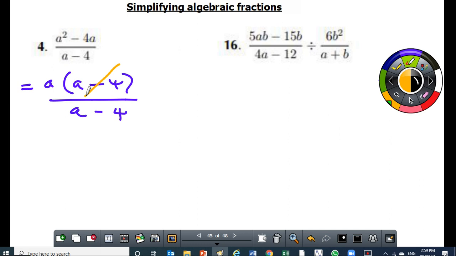Then, since one of the factors of the numerator, a minus 4, is equivalent to the denominator, those two cancel. They only cancel out based on division. So the final answer is going to be equal to a. That will be your final answer. So if you did the question, then mark the way.